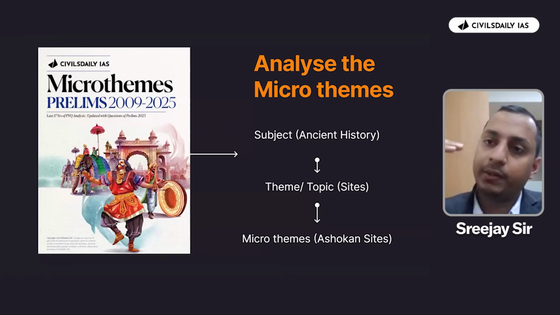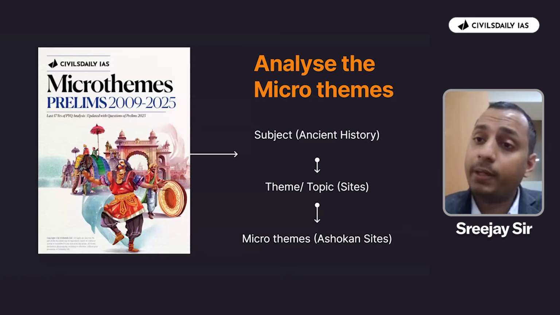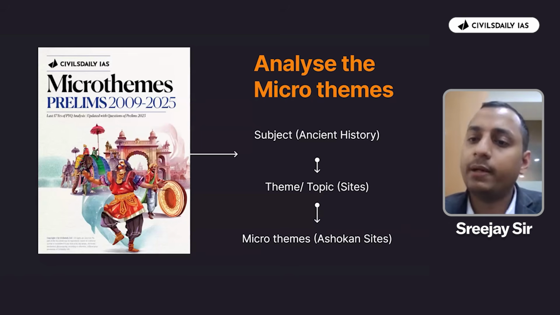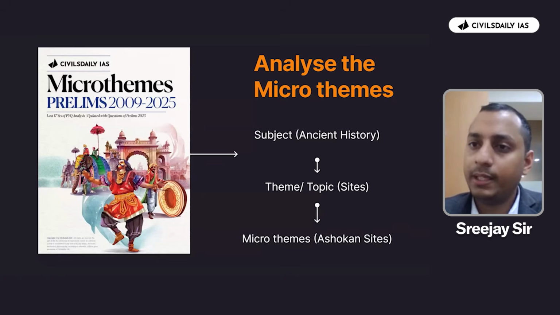Okay? Ancient history पे कितने क्वेश्चन आते हैं? 2 क्वेश्चन आते हैं हर ईयर. वो 2 क्वेश्चन में से कितने क्वेश्चन किसमें आ गया? साइट्स पे आ गया. वो साइट्स पे कितने क्वेश्चन किसमें आ गया? अशोकन पे आ गया. So at least these 3 types of prioritization we need to have.